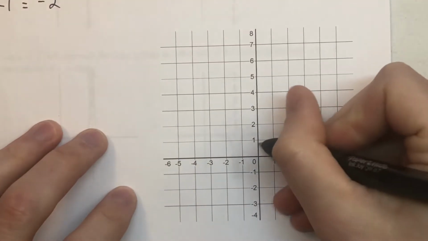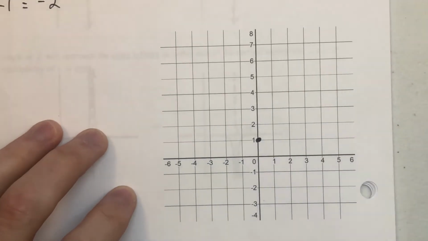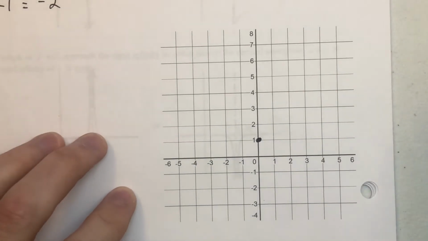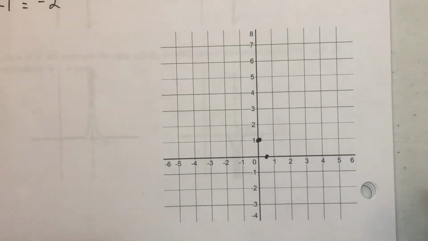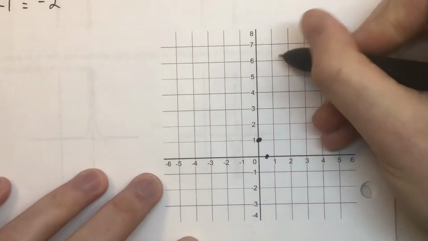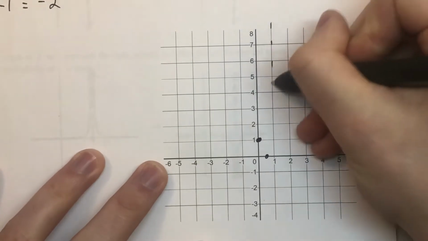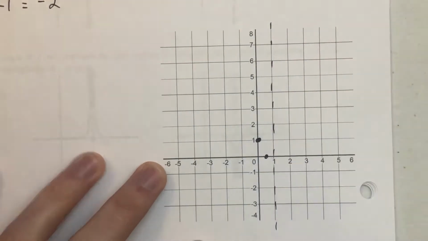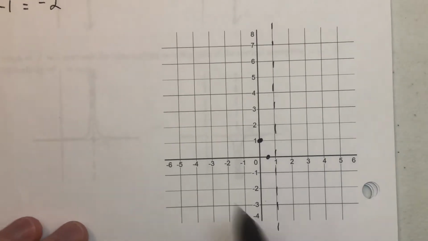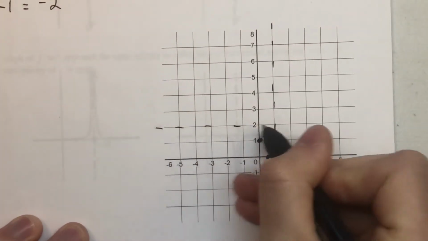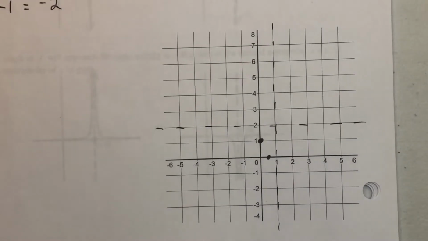So we have the y-intercept of (0, 1), that point right there. We will do our best to estimate the point (1/2, 0) for our x-intercept. We have a vertical asymptote of x equals 1, so I'm going to draw the little dashed vertical line there. And we have the horizontal asymptote of y equals 2 that we'll draw in there.